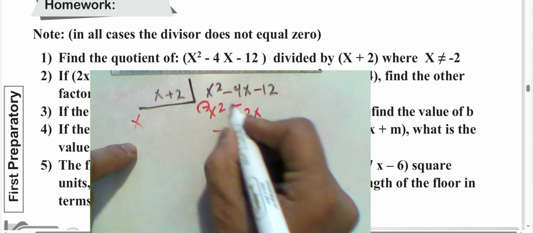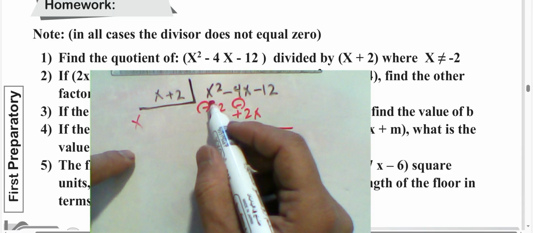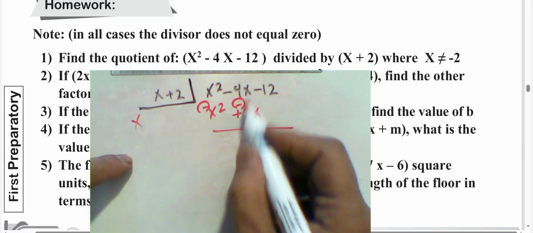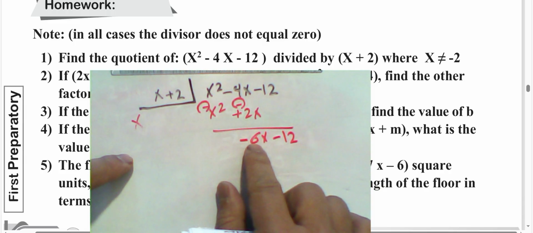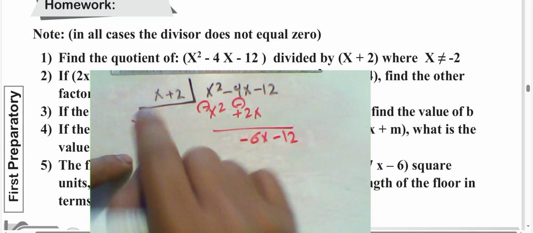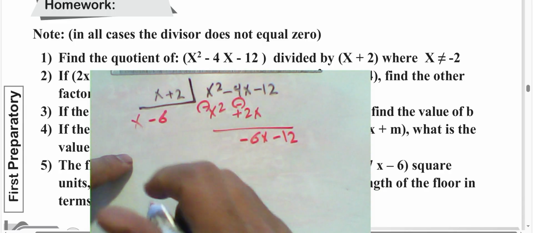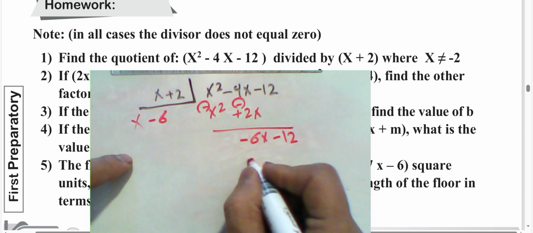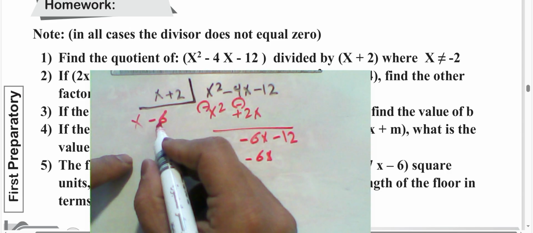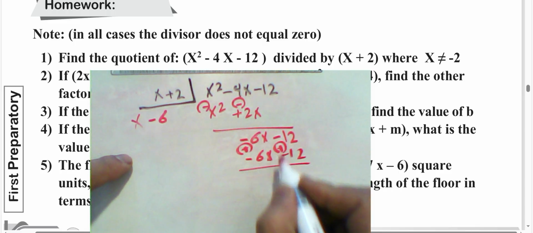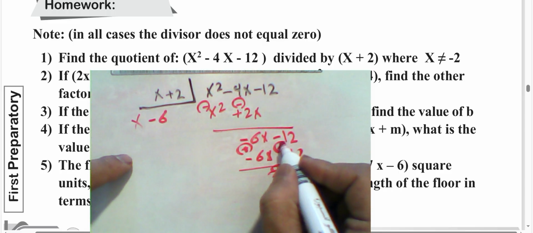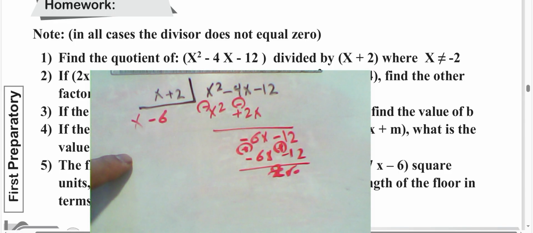And then find the difference. X power 2 subtract x power 2 is 0. Negative 4x minus 2x will be negative 6x minus 12. Negative 6x divided by x will be negative 6. Negative 6 times x will be negative 6x. Negative 6 times 2 will be negative 12. And then we can find the difference. The result will be 0, okay?